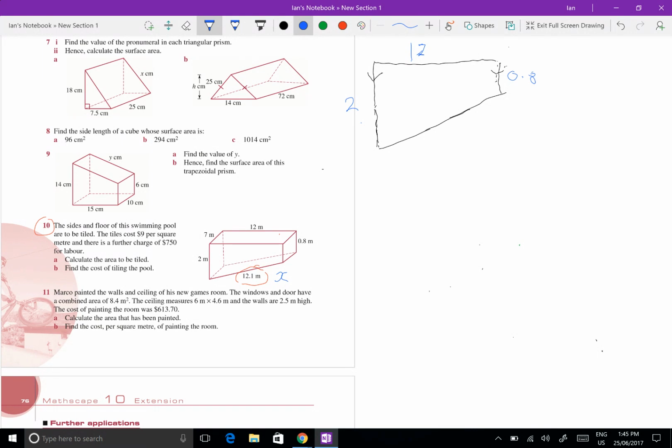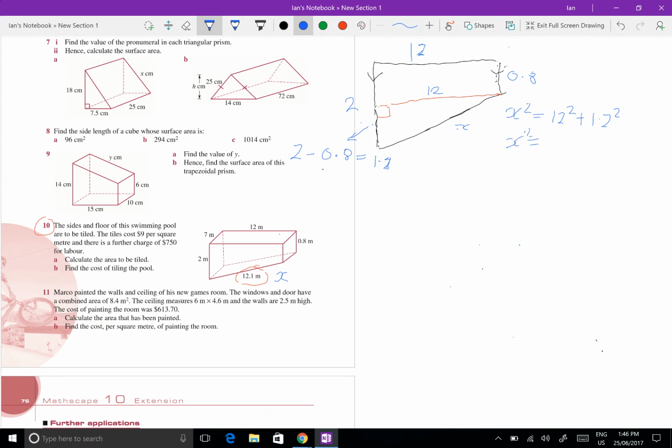So we've got to find this distance, and to do that, I'm just going to create a right-angled triangle here. Now, that 12 will just sit down there, and I can work out this distance by going 2 minus 0.8, and that equals 1.2. And now I have a right-angled triangle, and I can use Pythagoras to find the length of the hypotenuse. So x squared equals 12 squared plus 1.2 squared.